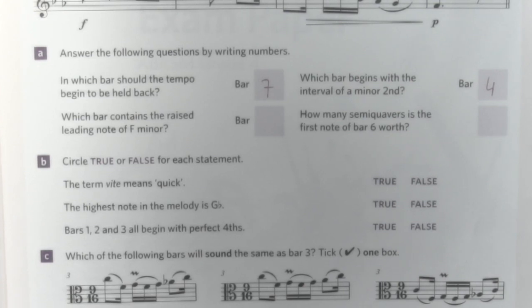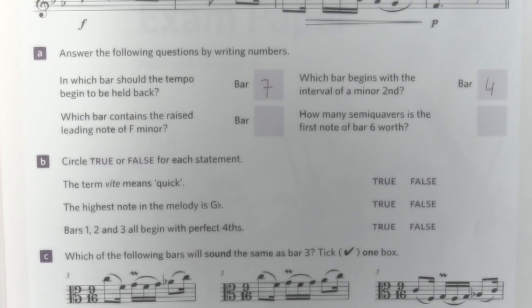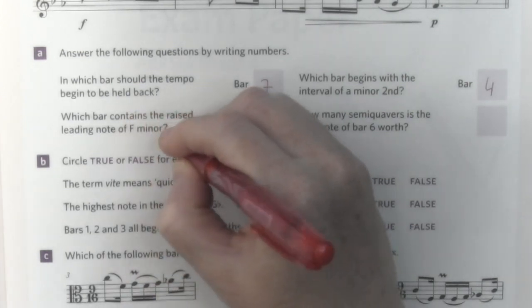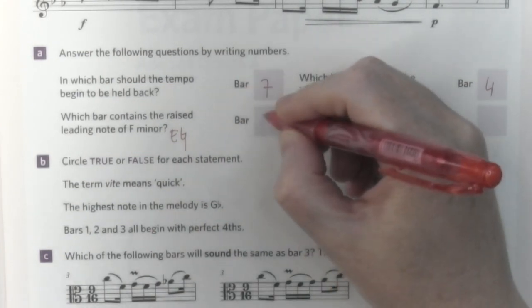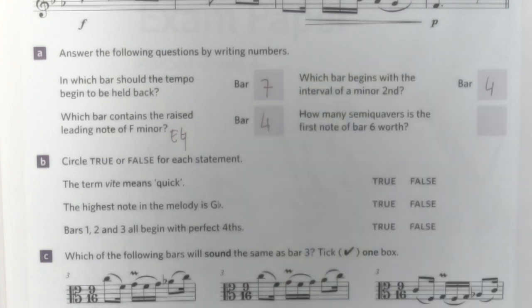Where can we find the leading note of F minor? Now the leading note of F minor is a semitone below, so it's E natural. And we can find it in bar 4 again, because there is also a chromatism there. So 4.